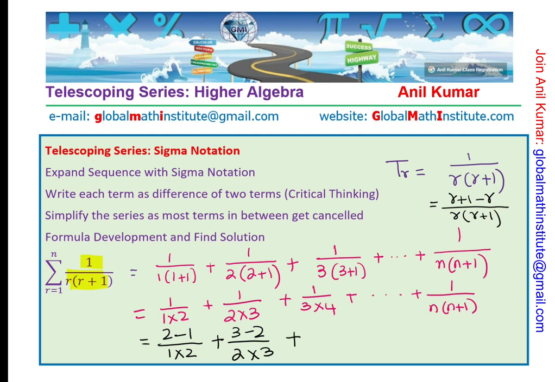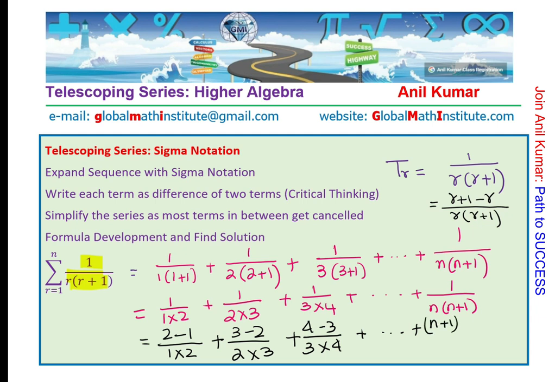Plus, here I can write this as 4 minus 3 over 3 times 4 plus so on. And here, of course, I could write this as n plus 1 minus n over n times n plus 1. Makes sense? You see, now we have terms which are addition and subtraction.